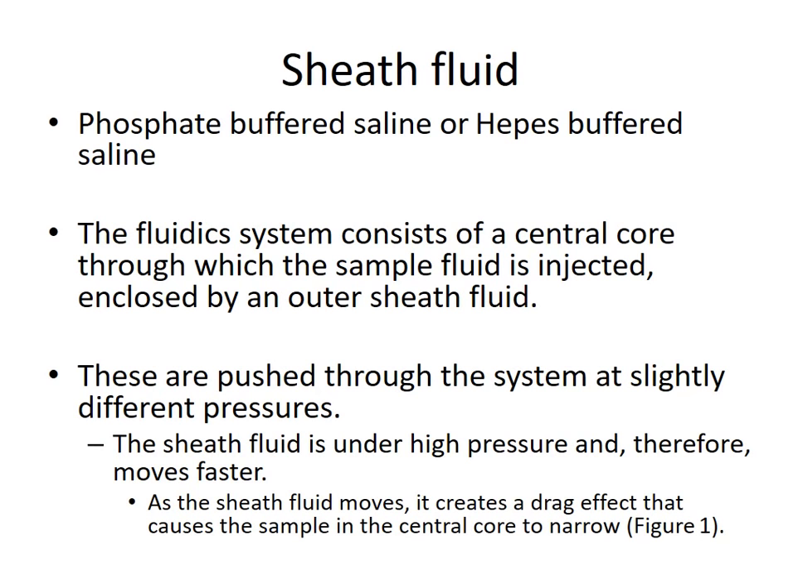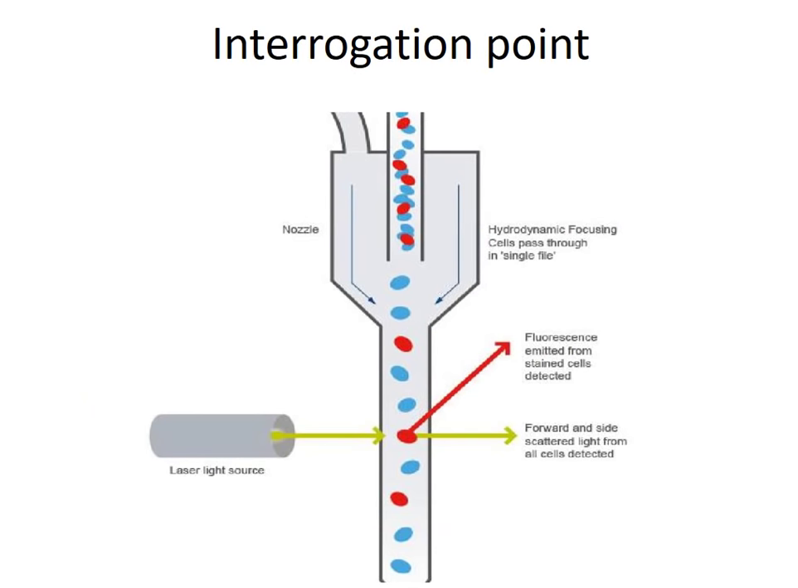Okay, so the fluidic system consists of a central core through which the sample is injected, enclosed by an outer sheath fluid. These are pushed together through the system at slightly different pressures, and the sheath fluid's under high pressure and therefore moves faster. As the sheath fluid moves, it creates a drag effect that causes the sample in the central core to narrow. That's just what I explained previously. Okay, so now we've managed to initiate this process of hydrodynamic focusing, and as a result we have laminar flow of a sample. That is a single sample of cells in single file.